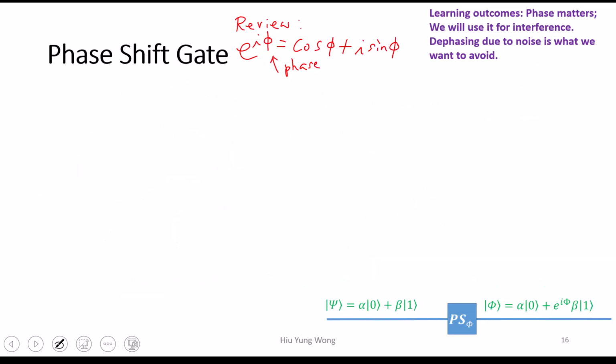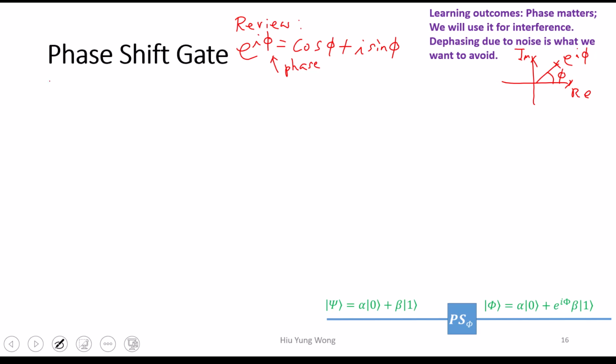Because if you remember this complex plane, right, this is real, this is imaginary. If you point here, this is phi, and this is e to the power i phi, if the length is 1 for the unit circle. Right, and you find that this is cosine phi plus i sin phi. Okay, so you can do a review. If not, just trust me. Okay, this is the phase.